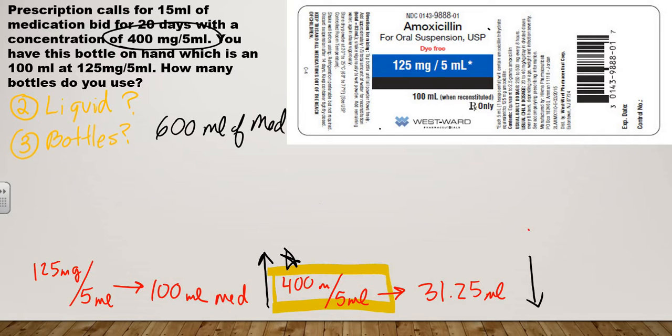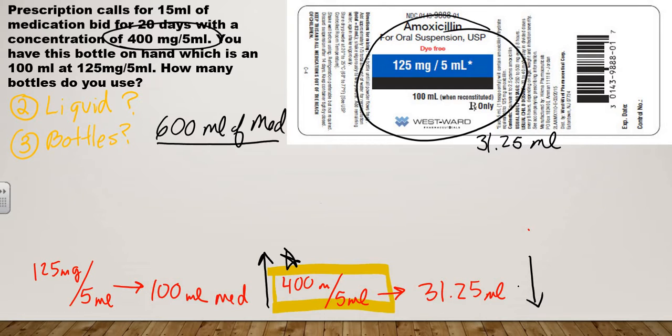Each one of this particular bottle is only going to give us 31.25 milliliters of liquid. So if you were using this, you would only add 31.25 milliliters to get that concentration that you want. So if I need 600 milliliters of medication, I'm going to divide by what each bottle would give me, which is 31.25 milliliters of medication.